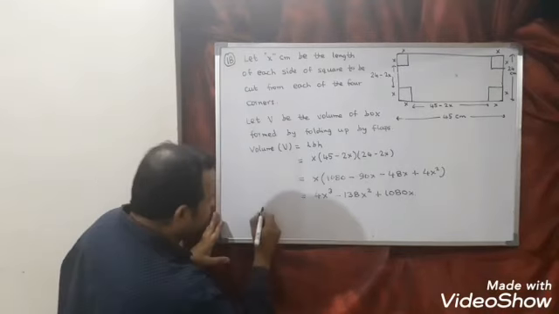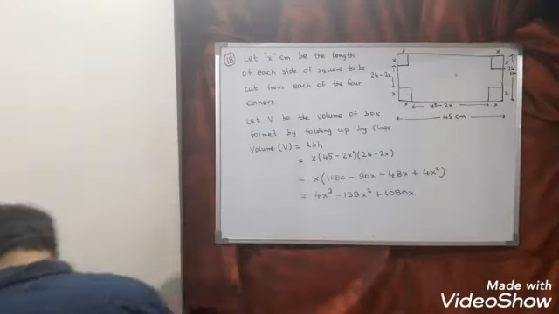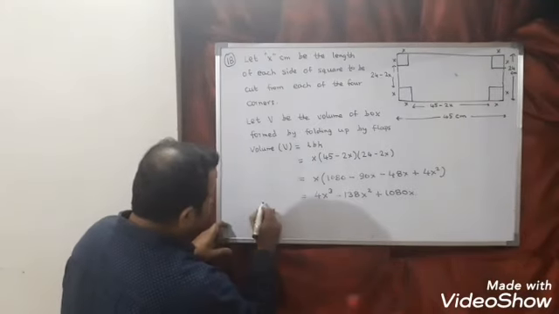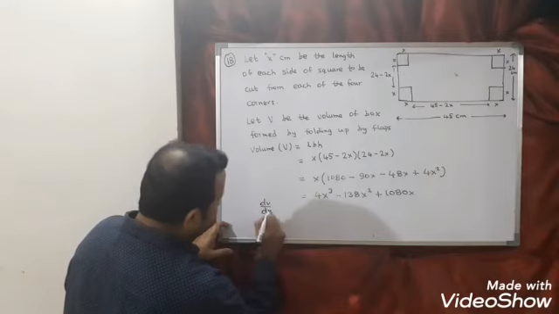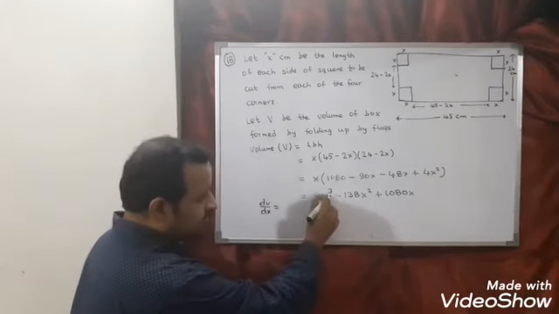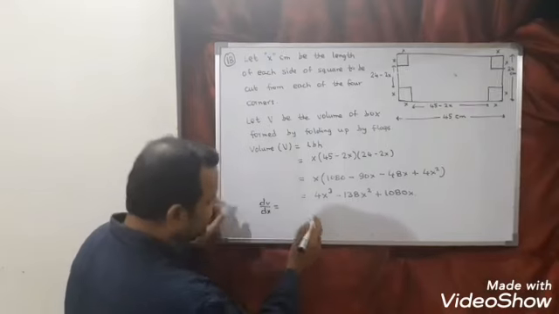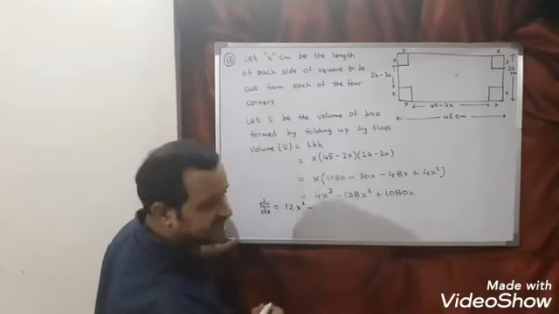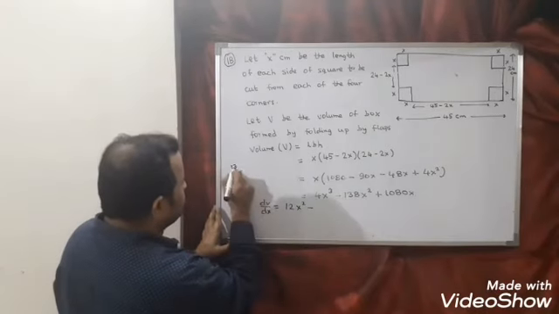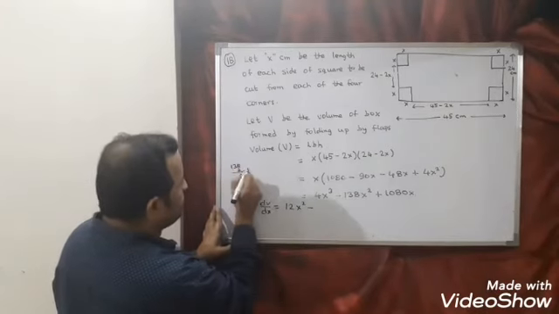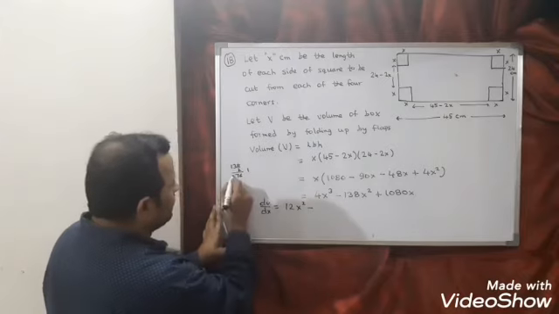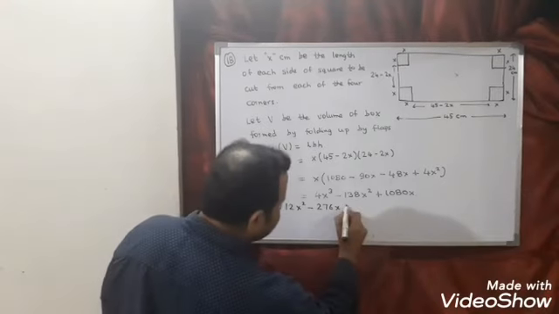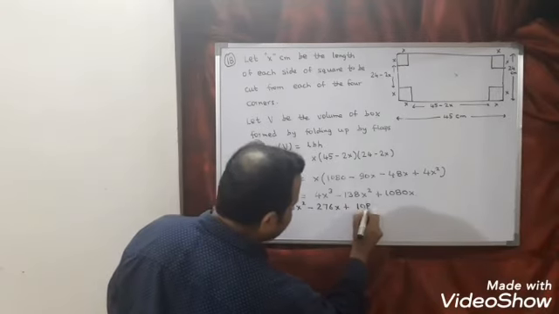Next we have to find dV by dx. So here I can say, calculate. So here you will get what? dV by dx is equal to, tell me. So differentiation of x cube, 3x square. So 12x square minus 138 into 2. So 138 into 2, 276x will come. And this is nothing but 1080.